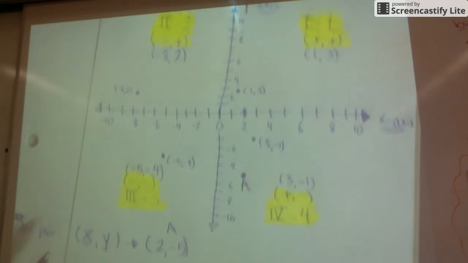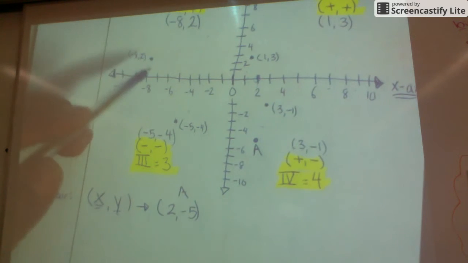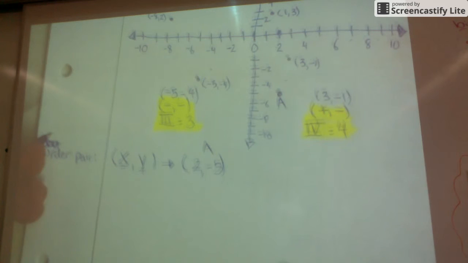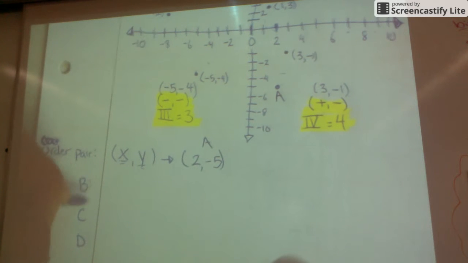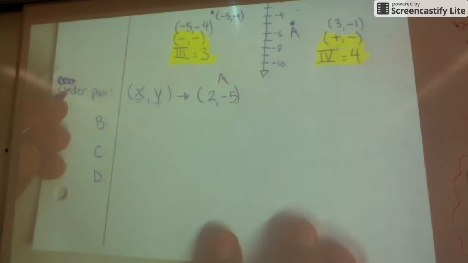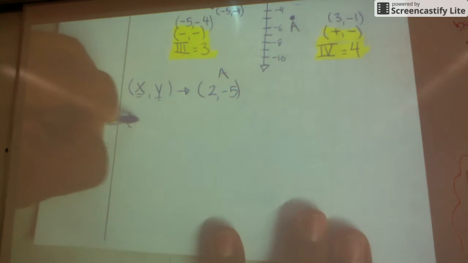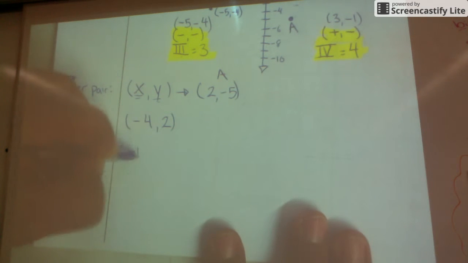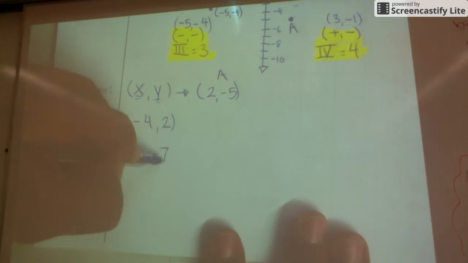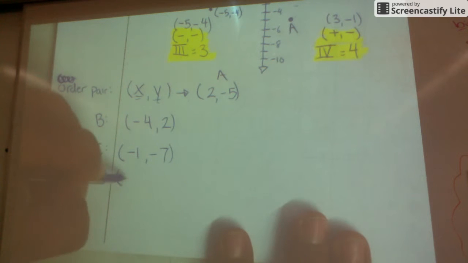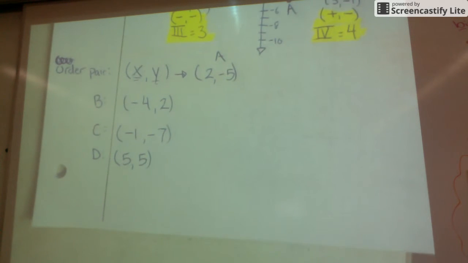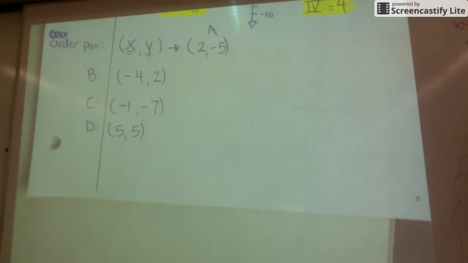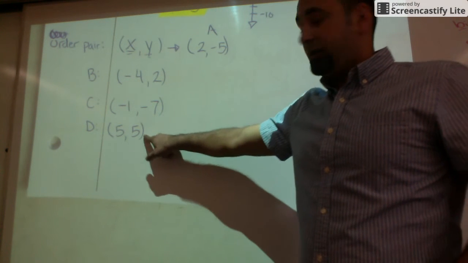All right. So now that we kind of know where our ordered pairs are, we are going to plot a couple points. Okay. So I'm going to give you guys points B, C, and D since we already have A, and I want you guys to find them on our coordinate plane. So I'm going to give you guys the points. So I have my points -4, 2, -1, -7, and then 5, 5.